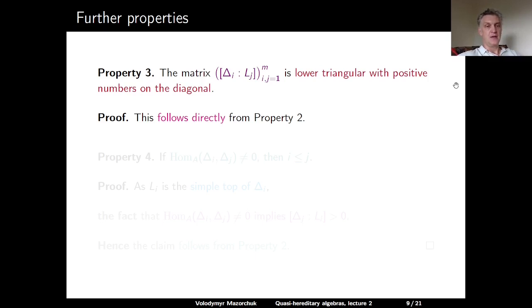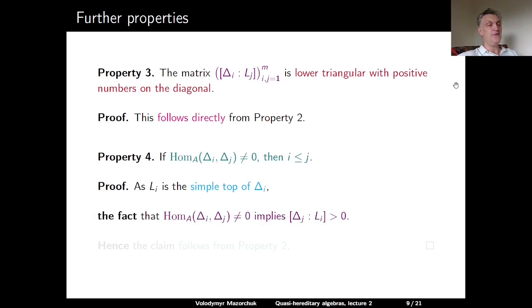That's exactly it. And property 4, if we have a non-zero homomorphism from delta I to delta j, then I is less than or equal to j. Proof. We know that Li is a simple top of delta I. So if we have a non-zero homomorphism from delta I to delta j, this non-zero homomorphism should send the top of delta I, which is Li, in a non-zero way to delta j. And this means that the composition multiplicity of Li in delta j is greater than 0. And so the claim follows directly from property 2.